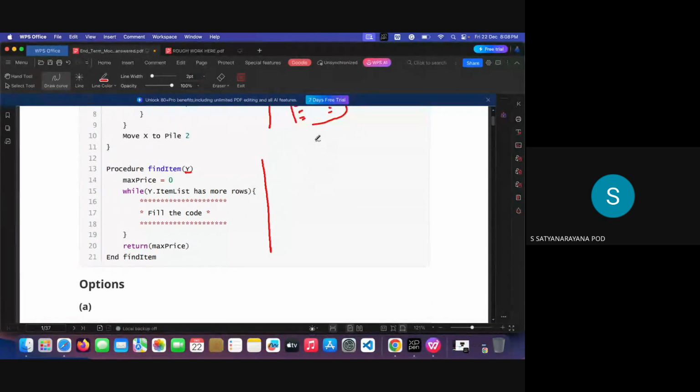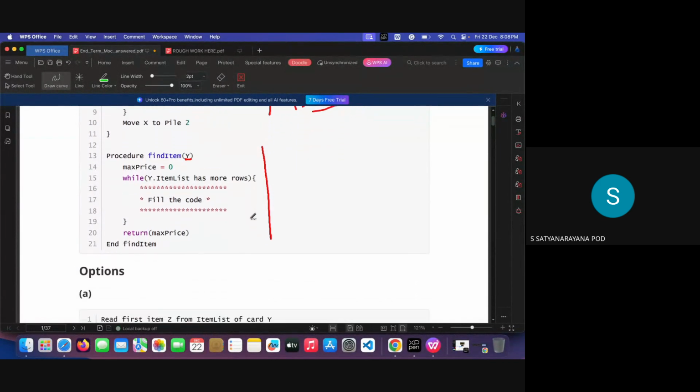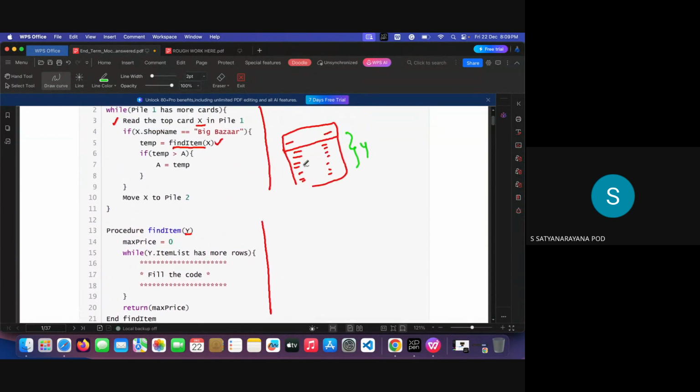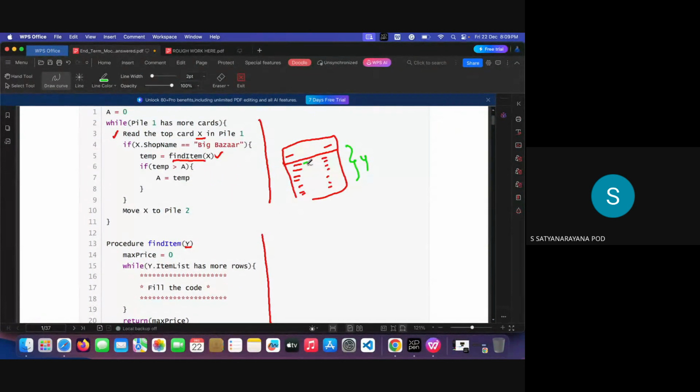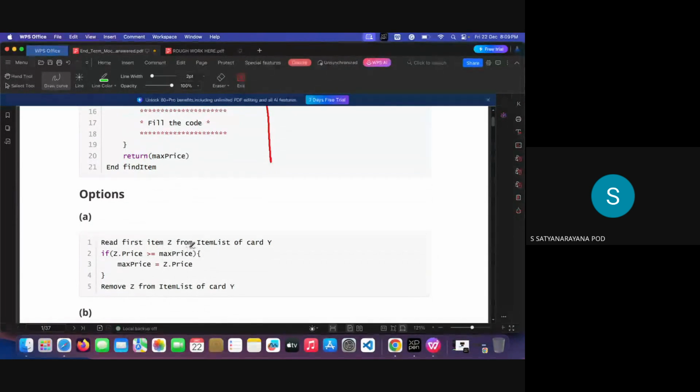In this particular card Y, this entire one is called what? Card Y. This entire one is called card Y. In this card, each of the items is called Z. This one Z, this one Z, this one Z. So we are trying to read that first item Z from the item list of the card Y. Yes, we are reading, and we check it.